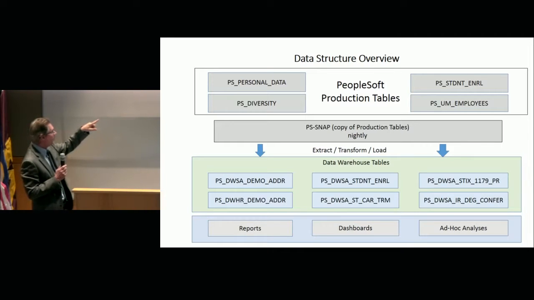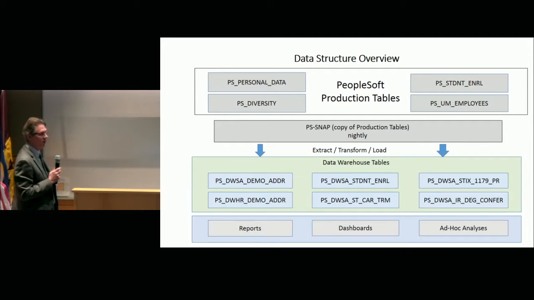And these are some examples of data warehouse tables that are out there. There's hundreds of them. Same thing, demo address, that has all the demographic information, gender, race, ethnicity, citizenship status, birth date, ages, that's all in there. Same with DWHR, except that's for employees. And then student enroll and student car term, which is term by term data, grade point averages, credits attempted, credits completed, GPAs, that's all stored in there.